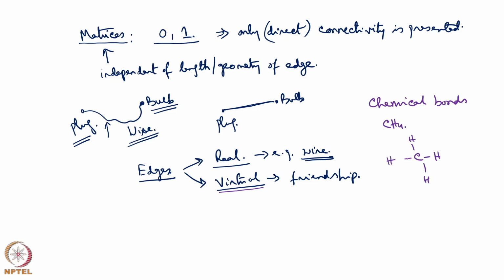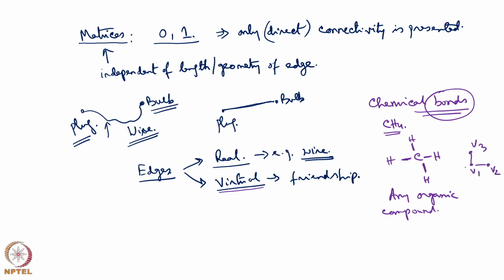So, these chemical bonds do not exist in reality. We cannot think a string is connecting carbon and hydrogen. In fact, any organic compound can be represented by chemical bonds, and these bonds themselves are examples of edges. So, in terms of vertices, we can present it as V1, V2, V3, V4 and V5.